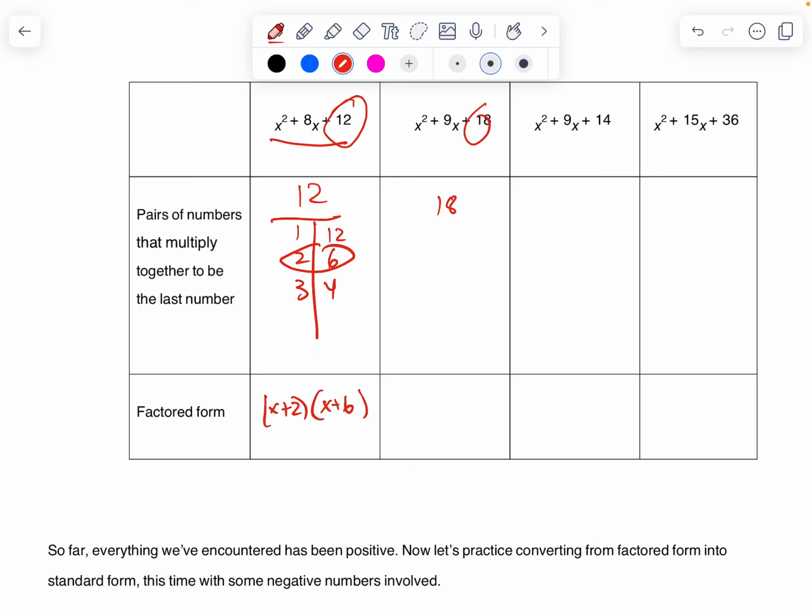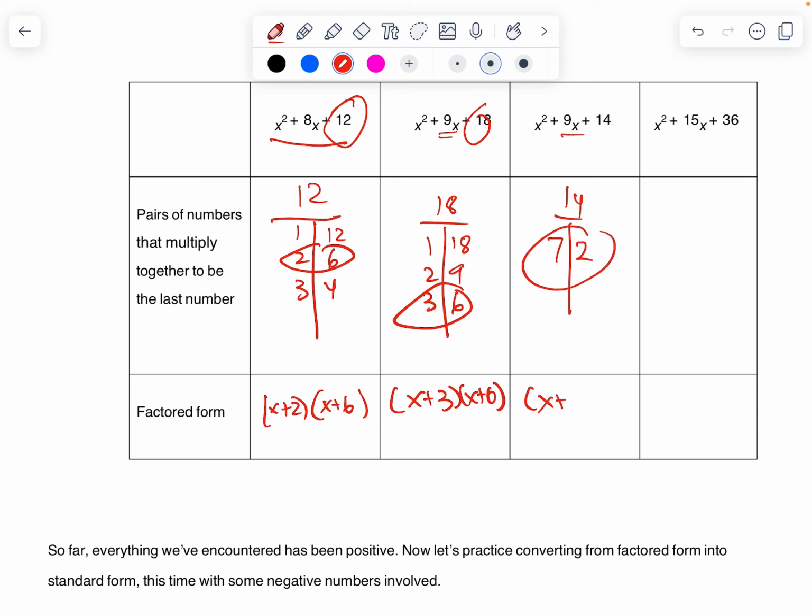18. 18 is 1 and 18, 2 and 9, 3 and 6. And 3 and 6 work because 3 plus 6 add up to be 9. So it's going to be x plus 3, x plus 6. Same thing for 14. 7 times 2 is 14, adds up to 9. So we can write this x plus 7, x plus 2.